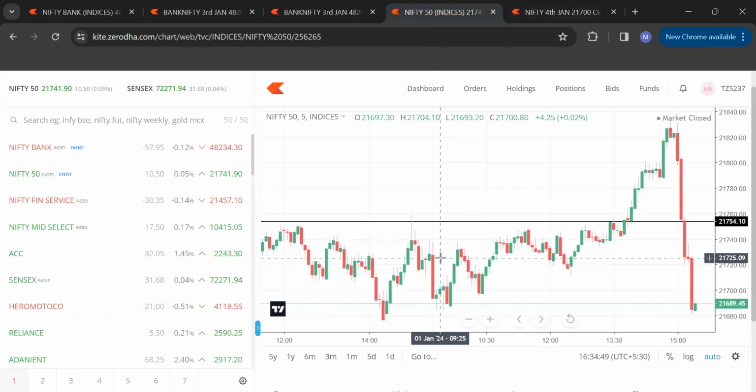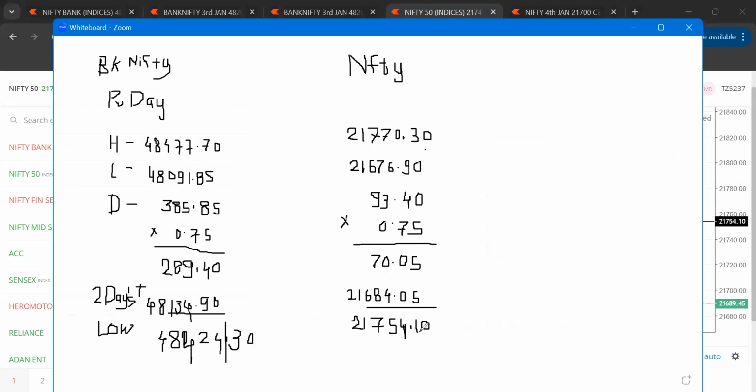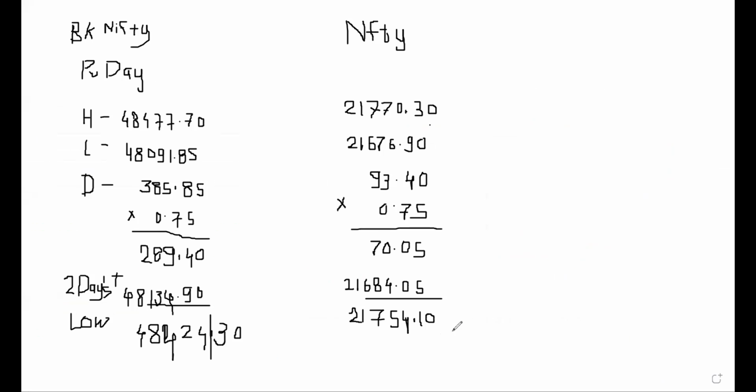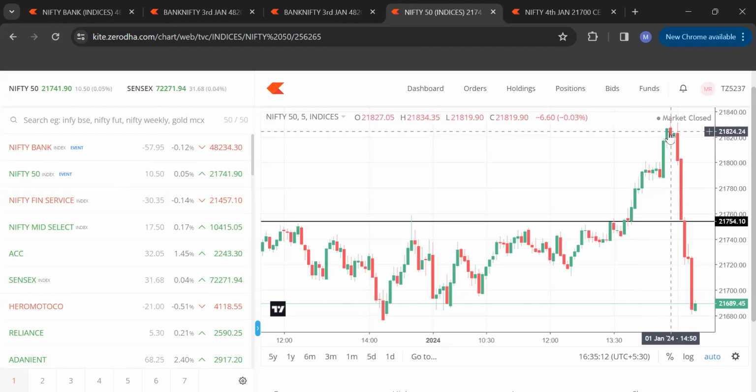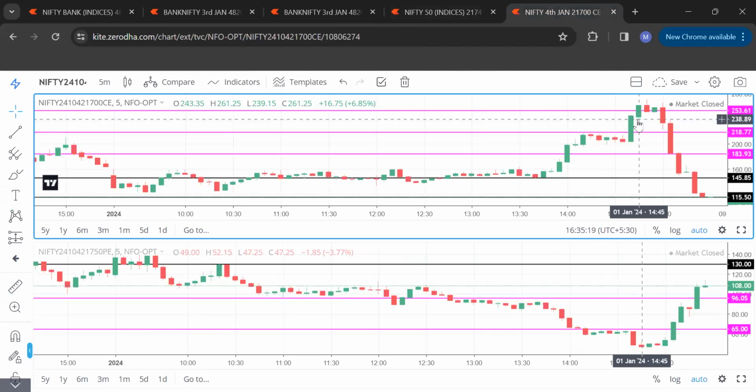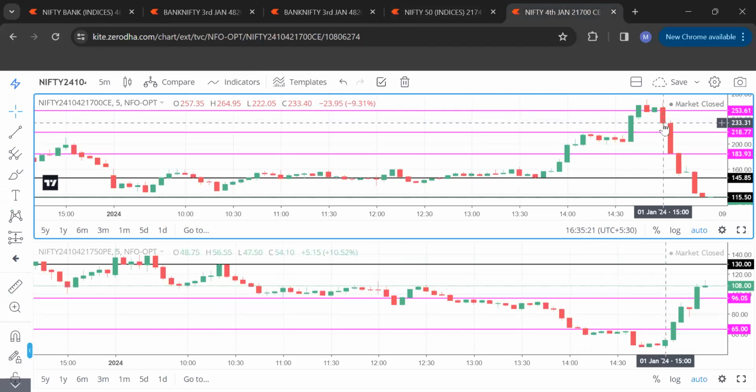See this. You could see it over here. 684.05. Once you add 70.05 to the low 684.05, you get 21,754.10. And 754.10 is this. And then see the move. It went up. It precisely hit the targets and then came back. This was the target. It came back very sharply.